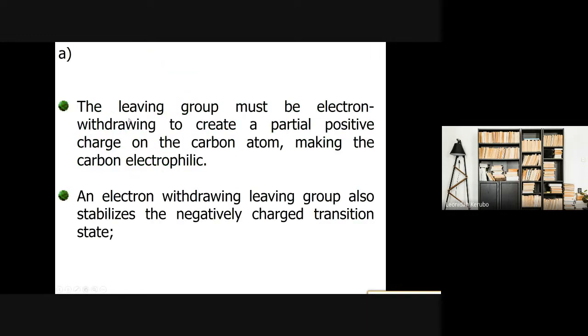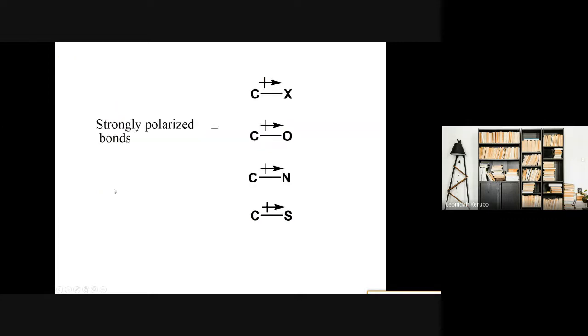This is just more information about the leaving group, where it's elaborated. The leaving group must be electron withdrawing, as we've already seen, to create a partial positive charge on the carbon atom, making the carbon electrophilic. An electron withdrawing leaving group also stabilizes the negatively charged transition state. So it's important that the leaving group is electron withdrawing so that it can stabilize the negatively charged transition state. These are strongly polarized bonds.